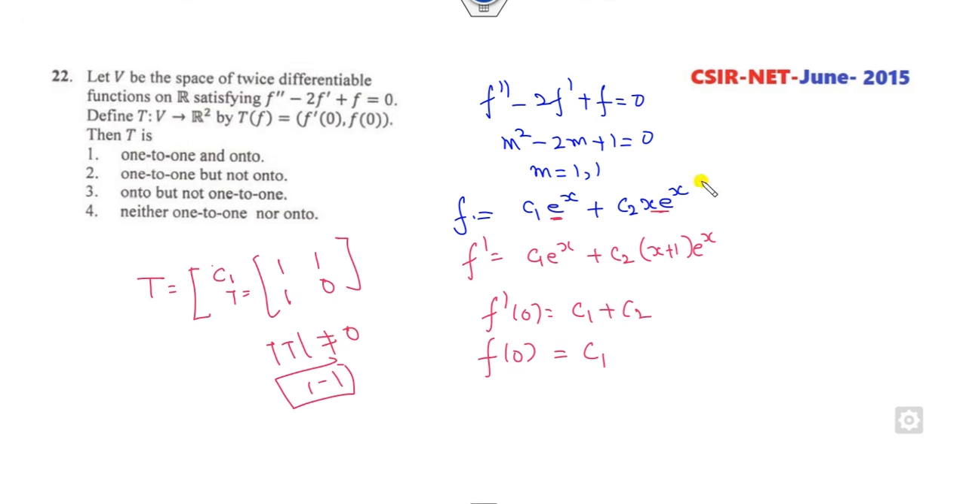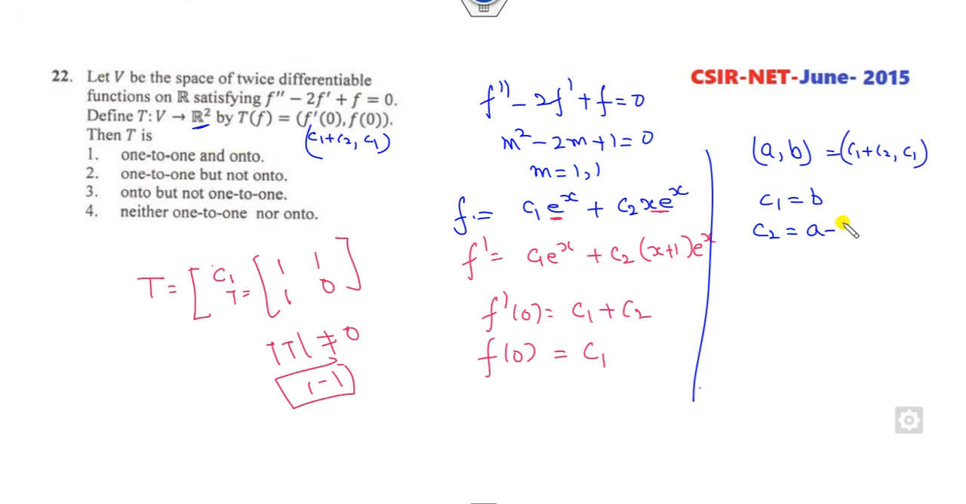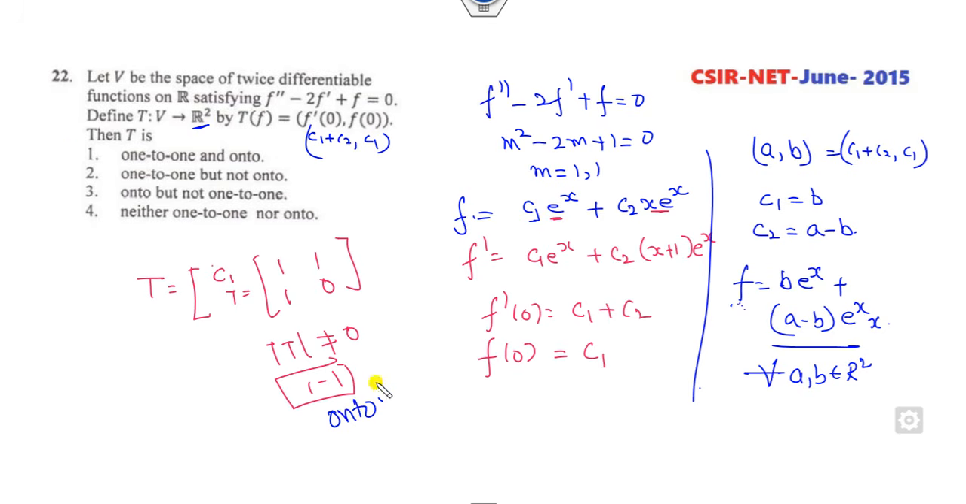Then how can you check whether it's onto or not? Corresponding to each pair A comma B, if I take this pair as C1 plus C2 and C1. So clearly C1 is B, C2 will be A minus B. So I can substitute here: B e raised to power x, A minus B e raised to power x. So for each pair A comma B, there exists a function, so it is onto as well. So that is bijective. The rest are all cancelled.